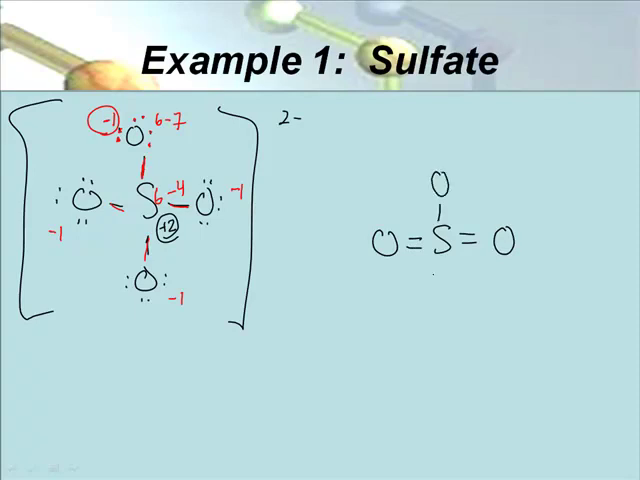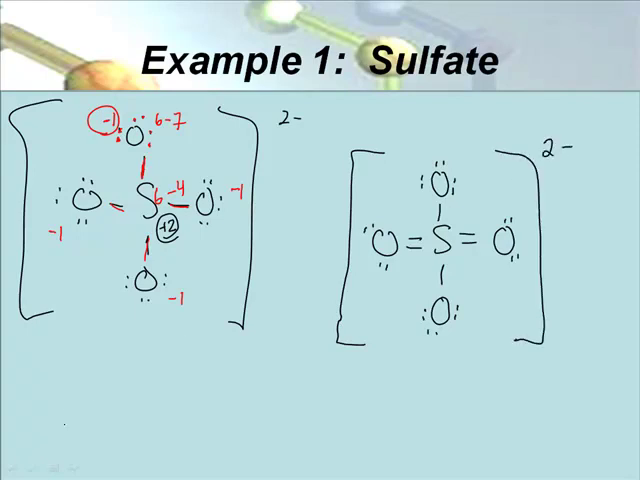Right, and we talked about that last time, violations of the octet rule. If I were to draw this Lewis structure like this, okay, we still have 32 electrons. I have not violated anything. I've just made 2 double bonds and made a 2 negative charge here on this one.